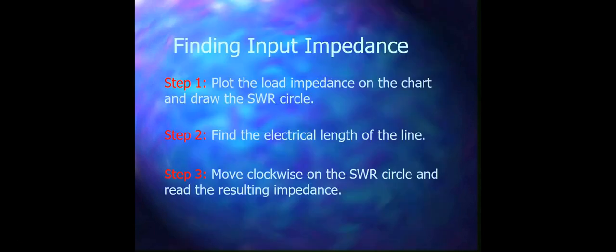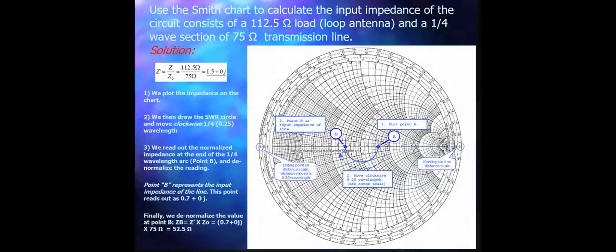Now next is finding the input impedance, and these are the three steps to find it. First, plot the load impedance on the chart and draw the standing wave ratio circle. Second, find the electrical length of the line. And third, move clockwise on the standing wave ratio circle and read the resulting impedance. For that, I have taken an example using the Smith chart to calculate the input impedance of the circuit, which consists of a 112.5 ohm load and a 1/4 wave section of a 75 ohm transmission line.